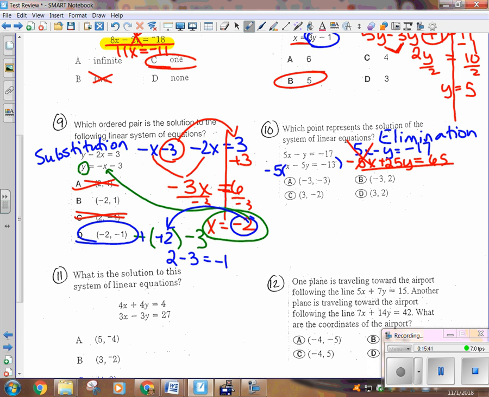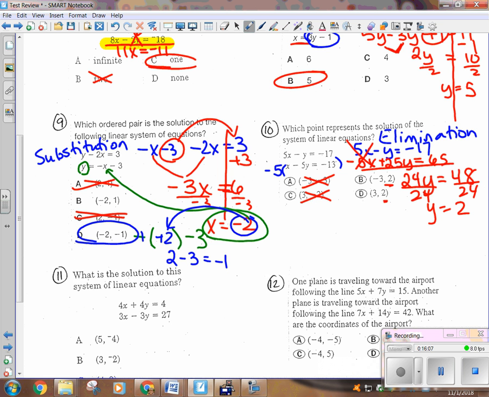Negative y and 25y, that's going to give me 24y. 65 minus 17 is 48, positive. Divided by 24, y turns out to be 2. So I have a 2 for B and D. So I'm going to narrow my choices, and A and C don't work.